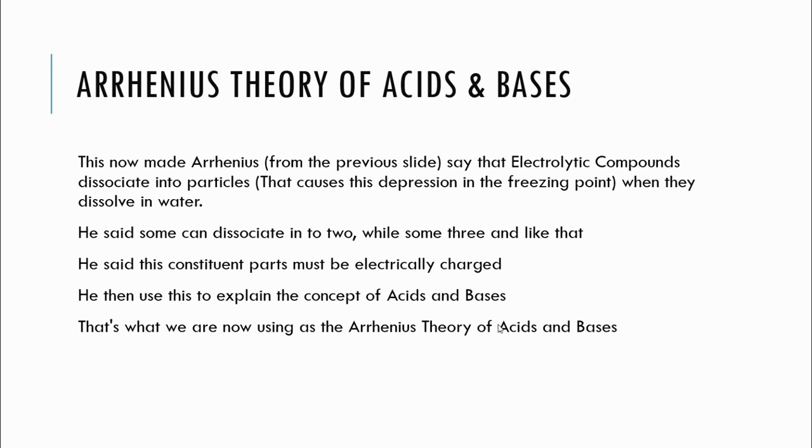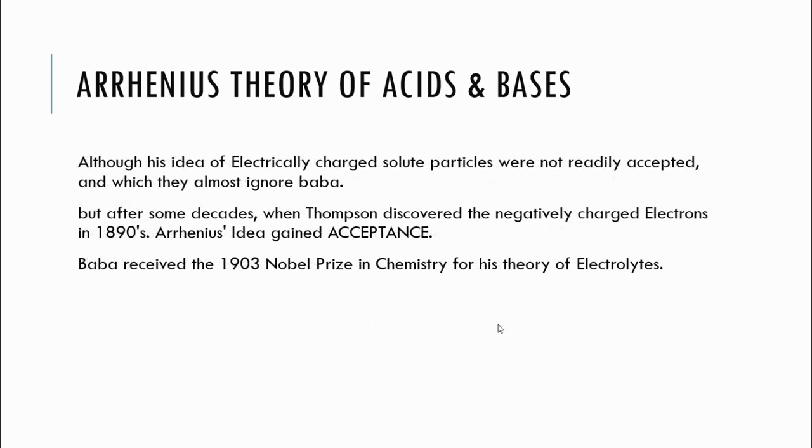So moving on. This made Arrhenius say that electrolytic compounds dissociate into particles when they dissolve in water. He said some can dissociate into two, some three, and like that, four at times. He said these constituent parts must be electrically charged. Because we already know that those salts are neutral, since they are from anion and cation. If they dissociate, they go separately and take their charge back, so they will definitely be charged. He then used this to explain the concept of acid and base, although they didn't accept it then. That's the Arrhenius theory of acids and bases.